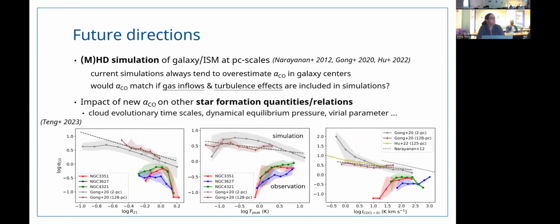And finally, as I mentioned earlier, alpha CO not only affects star formation efficiency, but also many other important quantities like cloud evolution timescales or the cloud dynamical pressure and virial parameters. So a systematic study on all these impacts should be important, and it might also revise our current knowledge. And more importantly, these physical properties can be more easily compared with the simulation results.